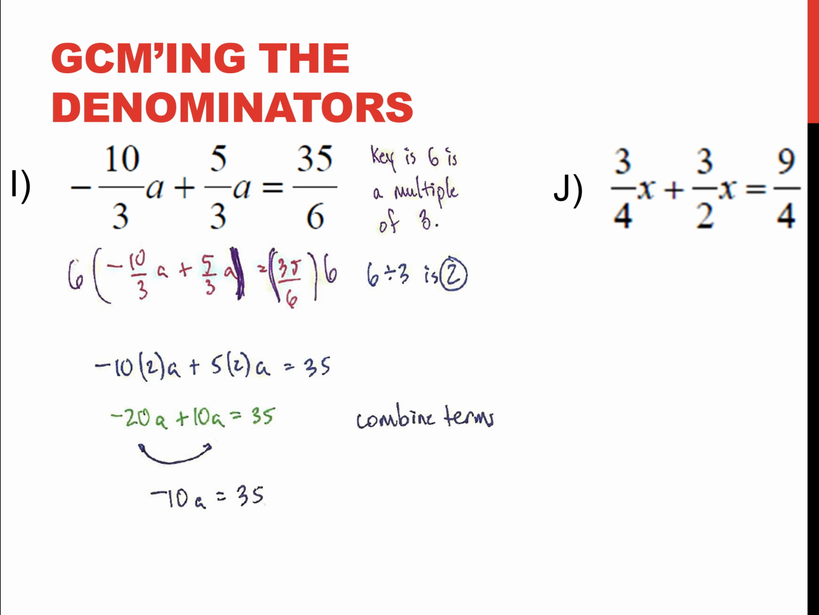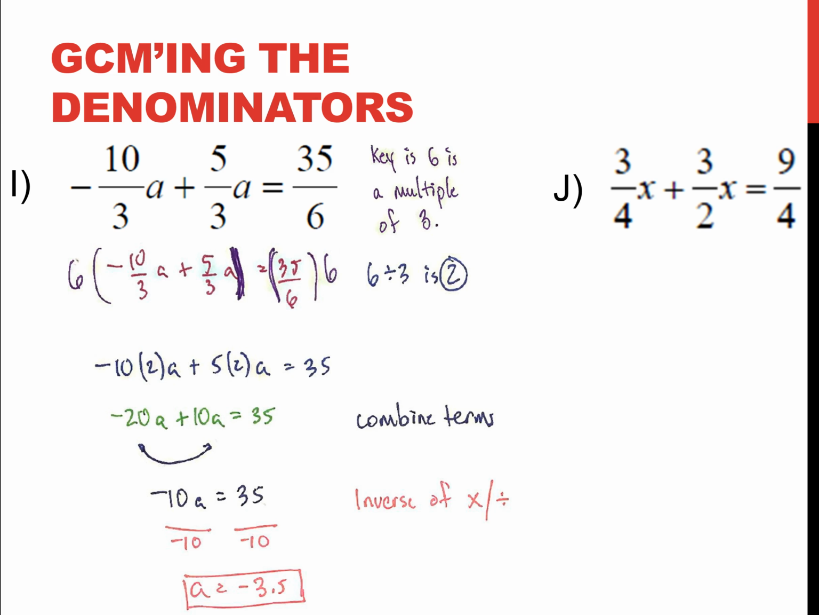And the inverse of multiplication, say it with me, is division. Divide each side by negative 10. A equals negative 3.5. I'm not doing J, people. That's your work. So I'm going to suggest that you rewatch I and see what I did in each step. And the key was seeing that 6 is a multiple of 3.